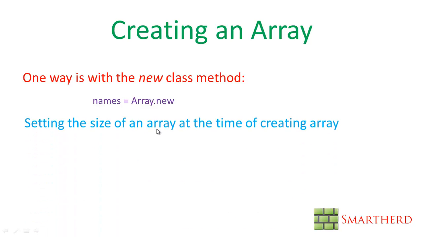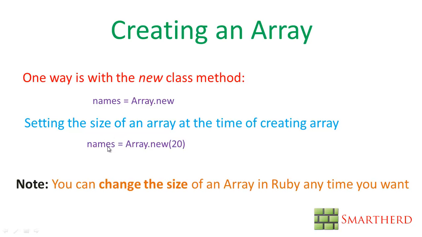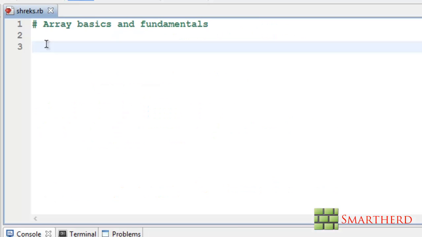Next, we can set the size of an array while creating it like this: names equals Array.new 20. In the previous case, we have not defined the size of an array, but in this case, we are defining that the size of names is 20. But this does not mean that you cannot change the size of this names array in the future. You can change the size of an array in Ruby anytime you want. This is the advantage of using arrays in Ruby, unlike other programming languages where you can't change the size of the array. Now guys, let me show you the array basics and fundamentals by coding.